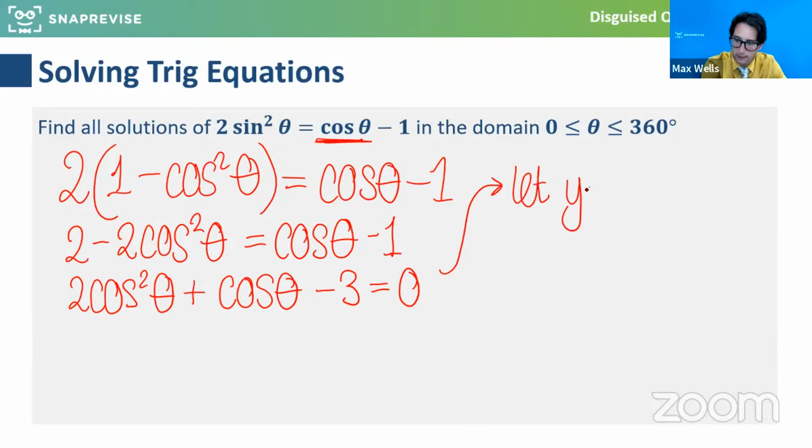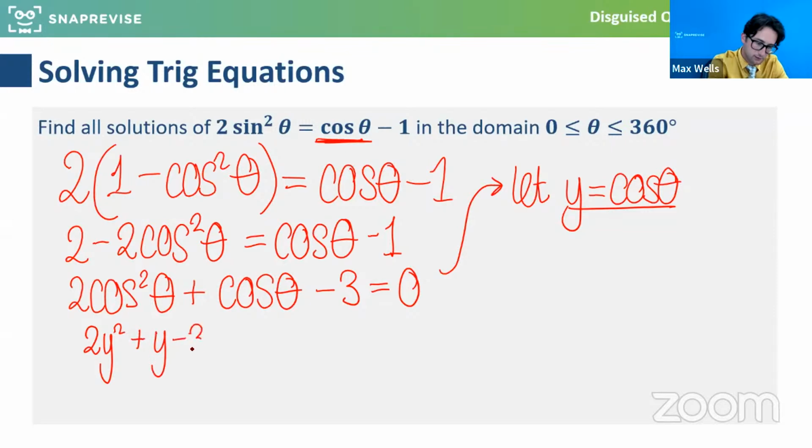I'm going to let y equal cos of theta. So the quadratic I'm left with here is 2y squared plus y minus 3 equals 0. And this actually does factorize again. Brilliant suggestions and comments in the chat. Apologies if I'm going too quickly, but do slow me down, ask, and also at the same time, feel free to work ahead of me here.